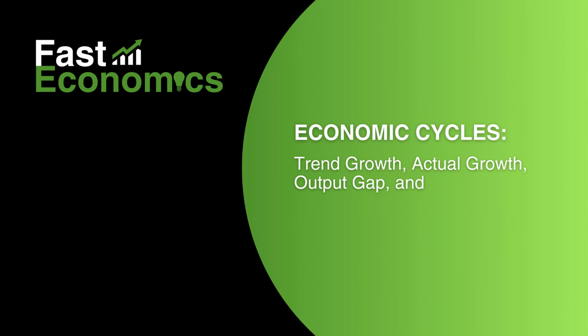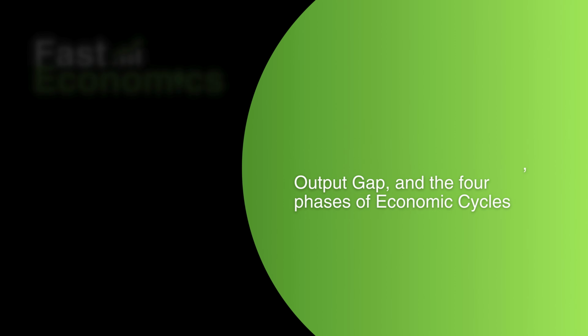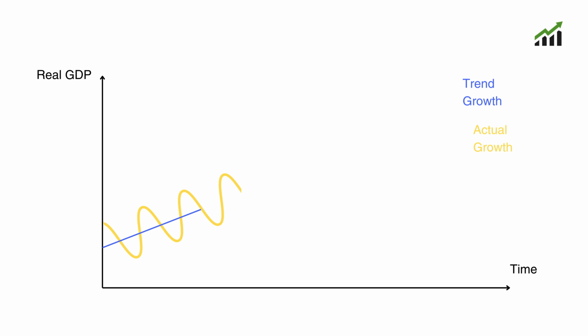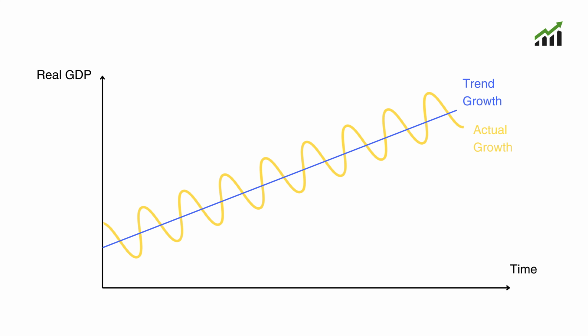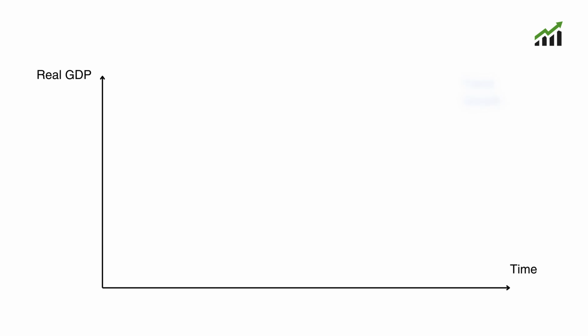Today we will break down economic cycles. Let's get started. Economic cycles, also known as business cycles, refer to the fluctuations in actual GDP or actual growth compared to trend growth. Trend growth can be visualized in the chart as the blue line, with time represented on the x-axis and real GDP on the y-axis.